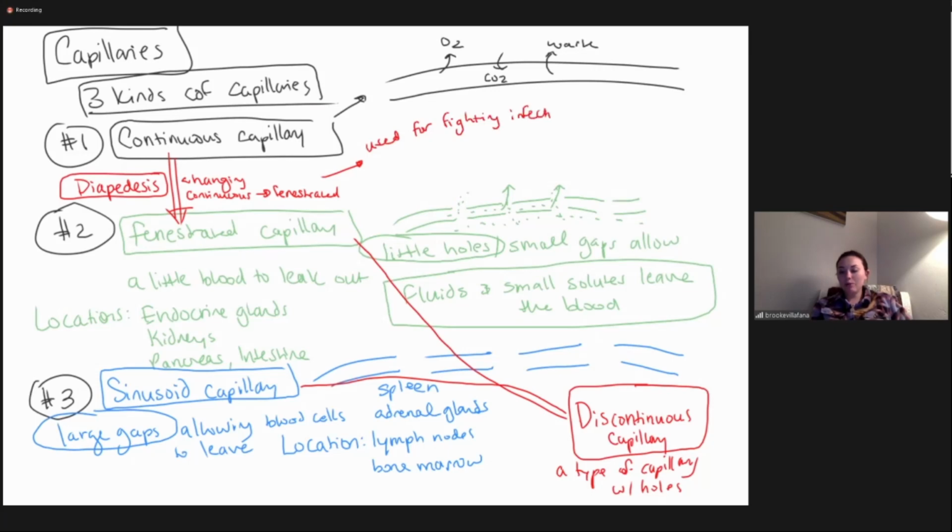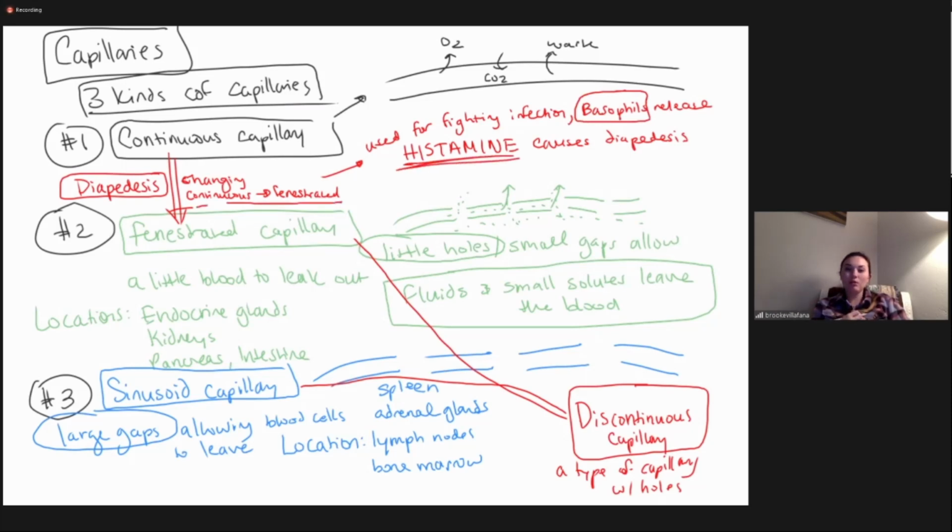The white blood cell that is responsible for performing diapedesis is basophils. Basophils release histamine, and histamine causes diapedesis. We're going to talk more on Friday about all the different functions of the white blood cells. But for now, diapedesis is caused by basophils that release histamine, and it's the changing of a continuous capillary to a fenestrated one.